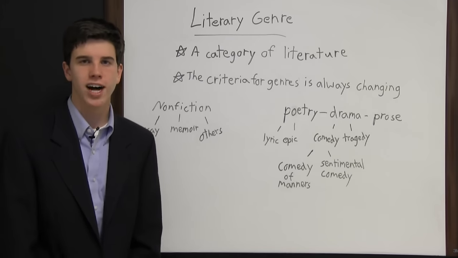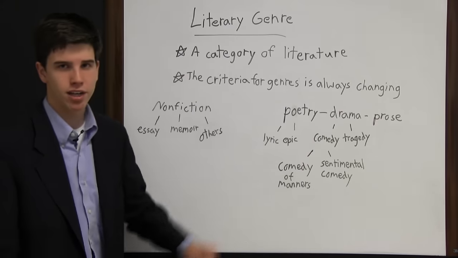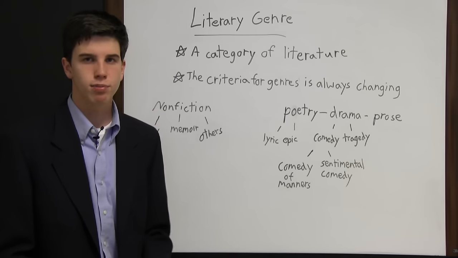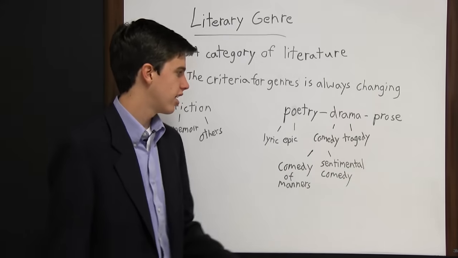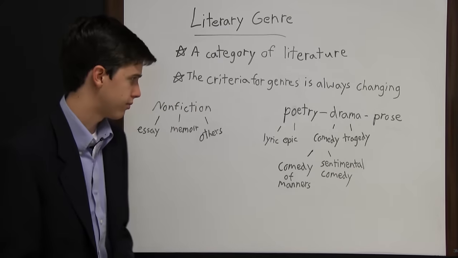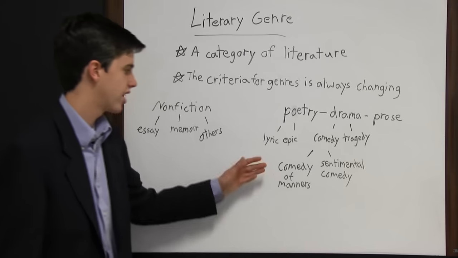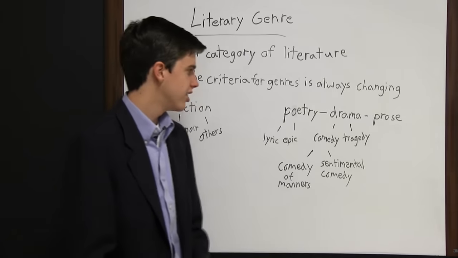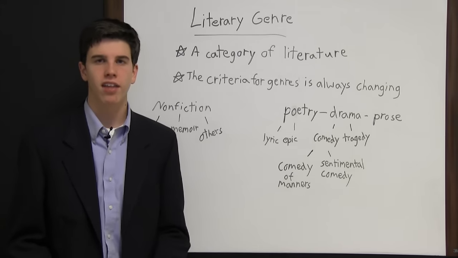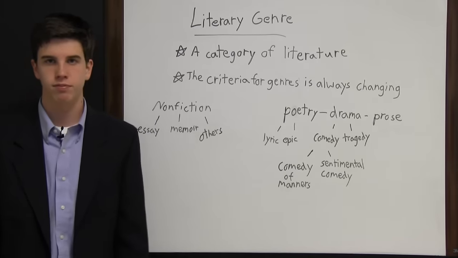Or if you look at the Greek classification system of genres, you have poetry, drama, and prose. But poetry can be divided up into the subgenres of lyric and epic, and drama can be split up into the subgenres of comedy and tragedy. Comedy being a drama with a good ending, and a tragedy being a drama with a bad ending. But then the subgenre of comedy can be split up into more subgenres, such as a comedy of manners and a sentimental comedy. So you can see how confusing the classification system can get. But don't be overwhelmed by that. The main thing you need to remember is that a literary genre is a category of literature.